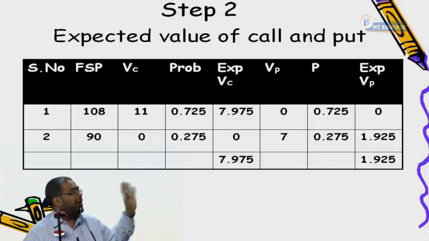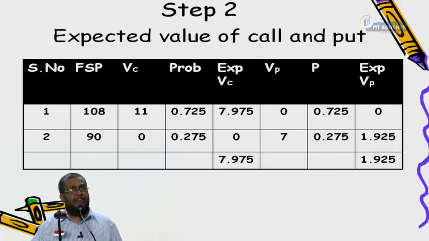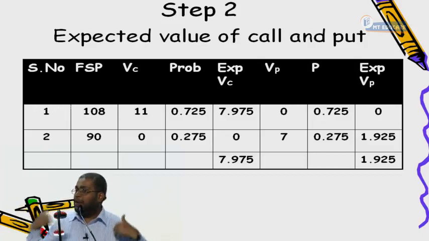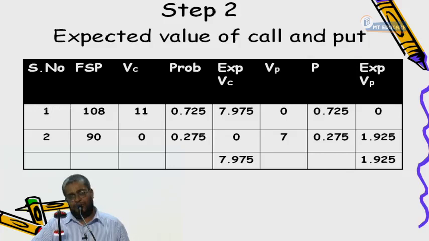Respond, yes or no? So the expected value of the call is 7.975. What is the value of the call today? Discount by how much percent? 3% for 3 months. I'll be getting the value of the call today. I think it is 7.975 divided by 1.0305. Is it correct? 7.975 divided by 1.0305. What is the value of the call today? 7.74. Same as what the binomial model gave you.